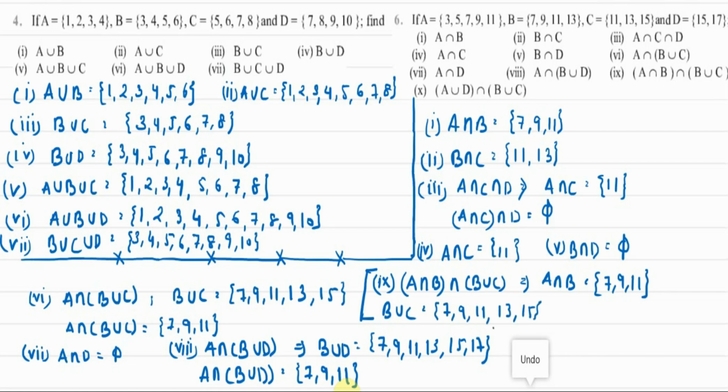Now our desired set will be, we will take the intersection of both these sets, A intersection B and B union C. So A intersection B intersection with B union C. We will get, now common elements are again 7, 9, 11. So this is our desired set.